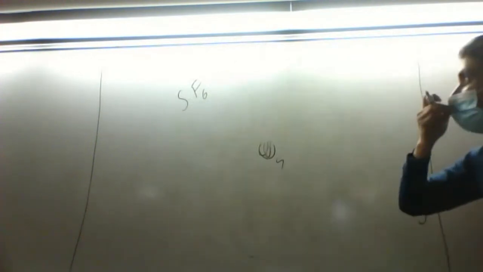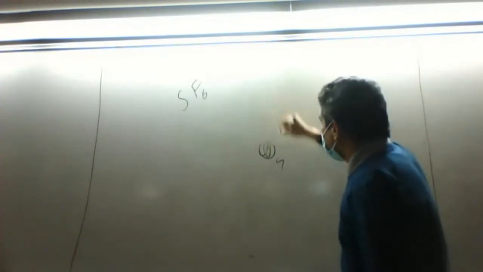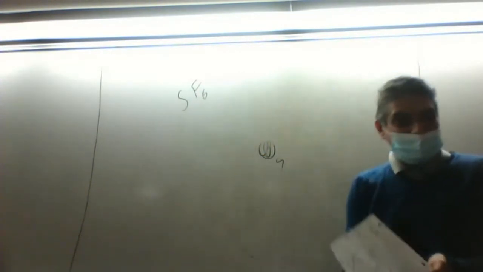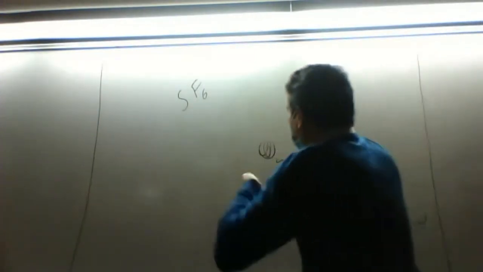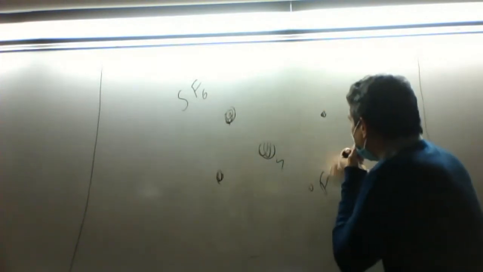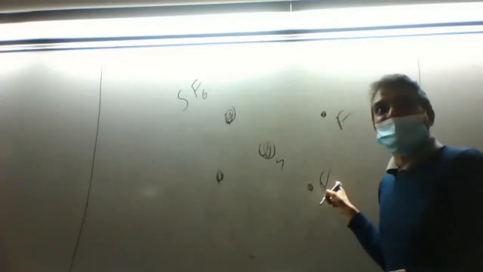So this is the S atom, and how many atoms are connected to this one? 6, right? So how you should put them again is that. This is S. So I'm going to put first one F here, another F here, another F here, and another F here. You see that? Now it is SF4, right?